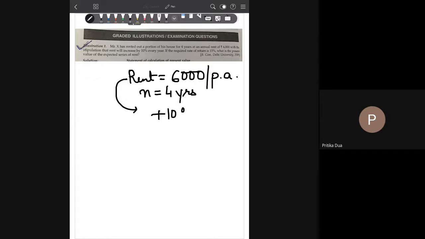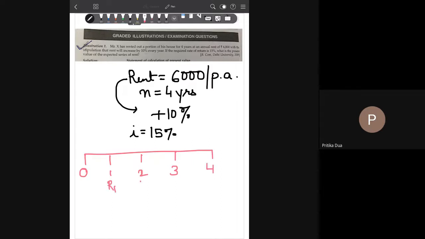If the required rate of return is 15%, what is the present value of the expected series of rent? Now, what you wish to calculate here is that the rent we will be receiving in 4 years, what is the present value of that rent? So we are calculating the present value. We have cash flows. So first we need to calculate the amount of these cash flows because even that is changing, and then we need to bring these cash flows to 0 point of time. So two steps in this question.